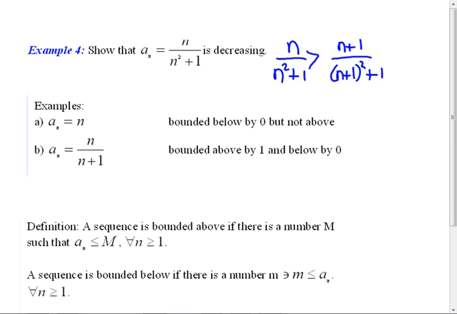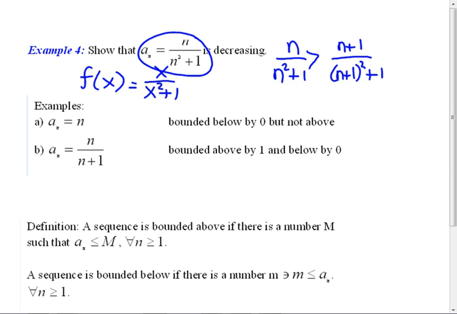Now, let's look at that. You can just cross multiply, or you can take the derivative, which would be easier, actually. So f of x is equal to x over x squared plus 1. All I care about is, when you look at that, can you tell me it's decreasing? As n gets bigger, is that sequence getting smaller? Yes.